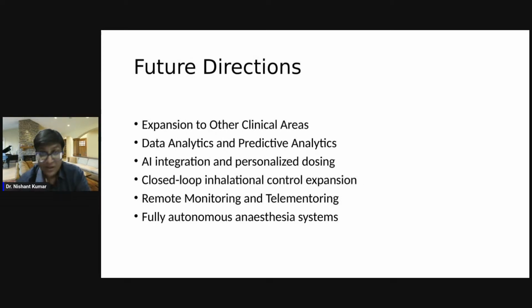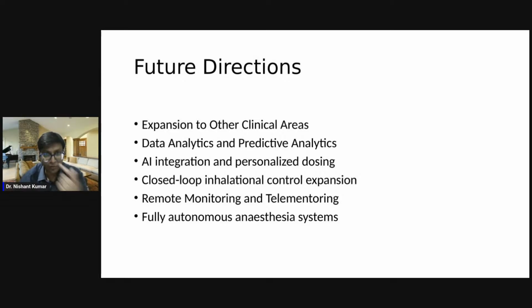Future directions: we can expand it to other clinical areas like ICU, pain management, and non-operating room anesthesia. Then data analytics and predictive analytics. As I said, we have the data now. We can go in for better predictive models. We can integrate AI to further personalize the dosing based on the patient condition, the BMI, obese, thin, lean, elderly, children, neonate, whatever. We have all sorts of permutations and combinations.